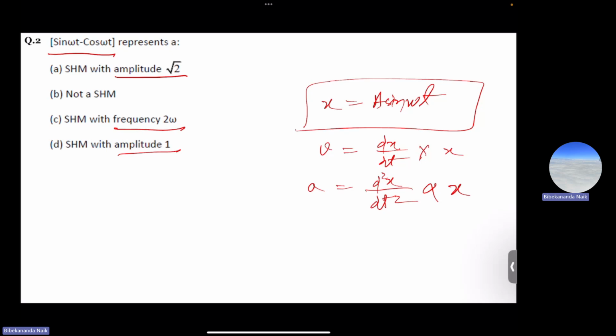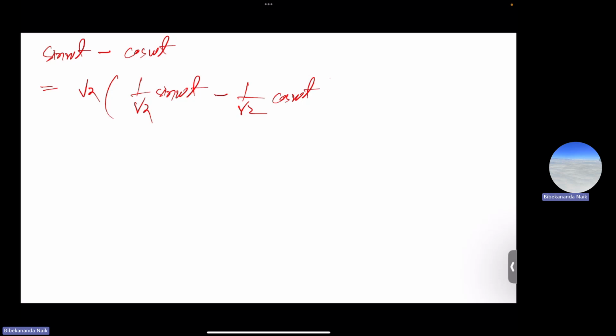So this is the expression. This is x equals sin omega t minus cos omega t. So now let's break sin omega t minus cos omega t into a form from which we can decide whether it is a simple harmonic motion or not. So we can take root 2 common, then it's 1 by root 2 sin omega t minus 1 by root 2 cos omega t.